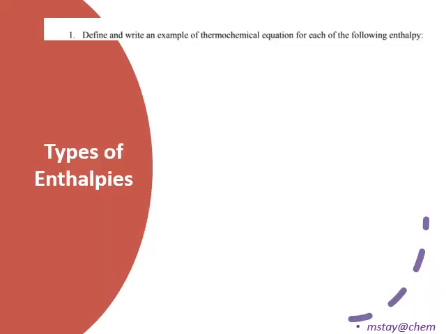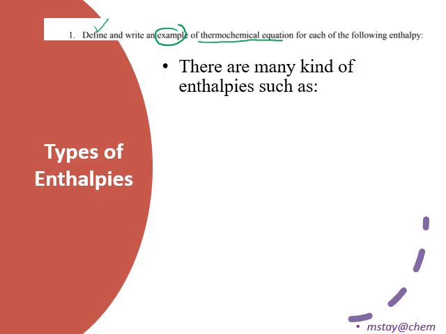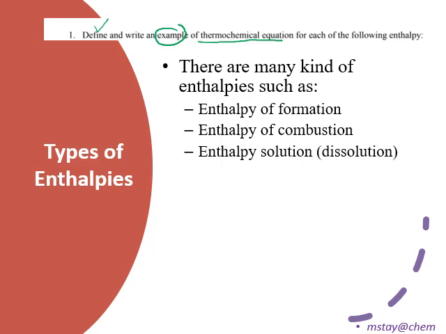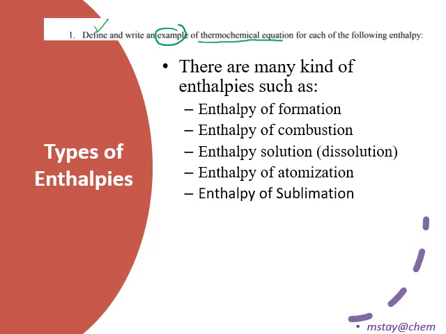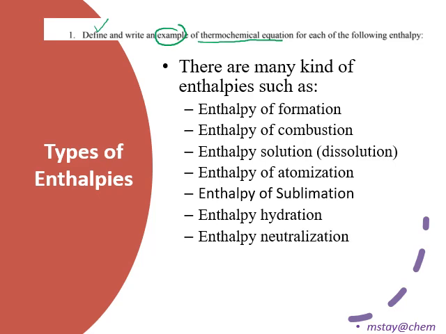Now let's proceed to tutorial question number 1, which asks us to define and also write down an example for the thermochemical equation. So we have a few types of enthalpy that you need to know. There are many types of enthalpy such as formation, combustion, solution, also known as dissolution. Number 4 is enthalpy of atomization. The 5th is sublimation. The 6th is hydration. The 7th is neutralization. The 8th is lattice energy.